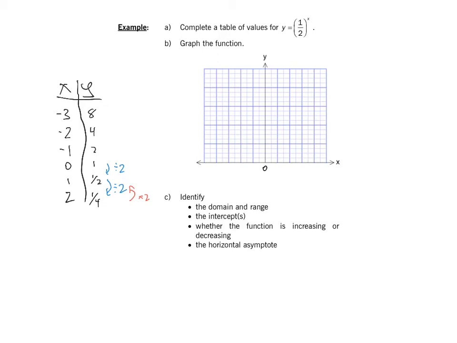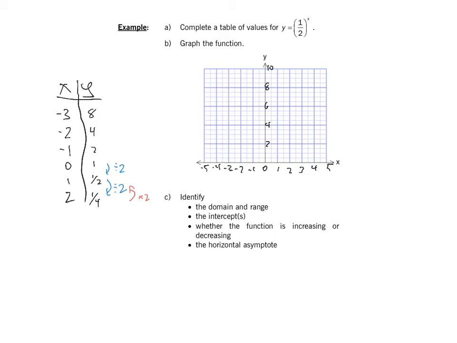Then I think we can do this: 2, 4, 6, 8, 10. For x, we can go 1, 2, 3, 4, 5, minus 1, minus 2, minus 3, minus 4, minus 5. And then we can go ahead and plot those points and graph it.